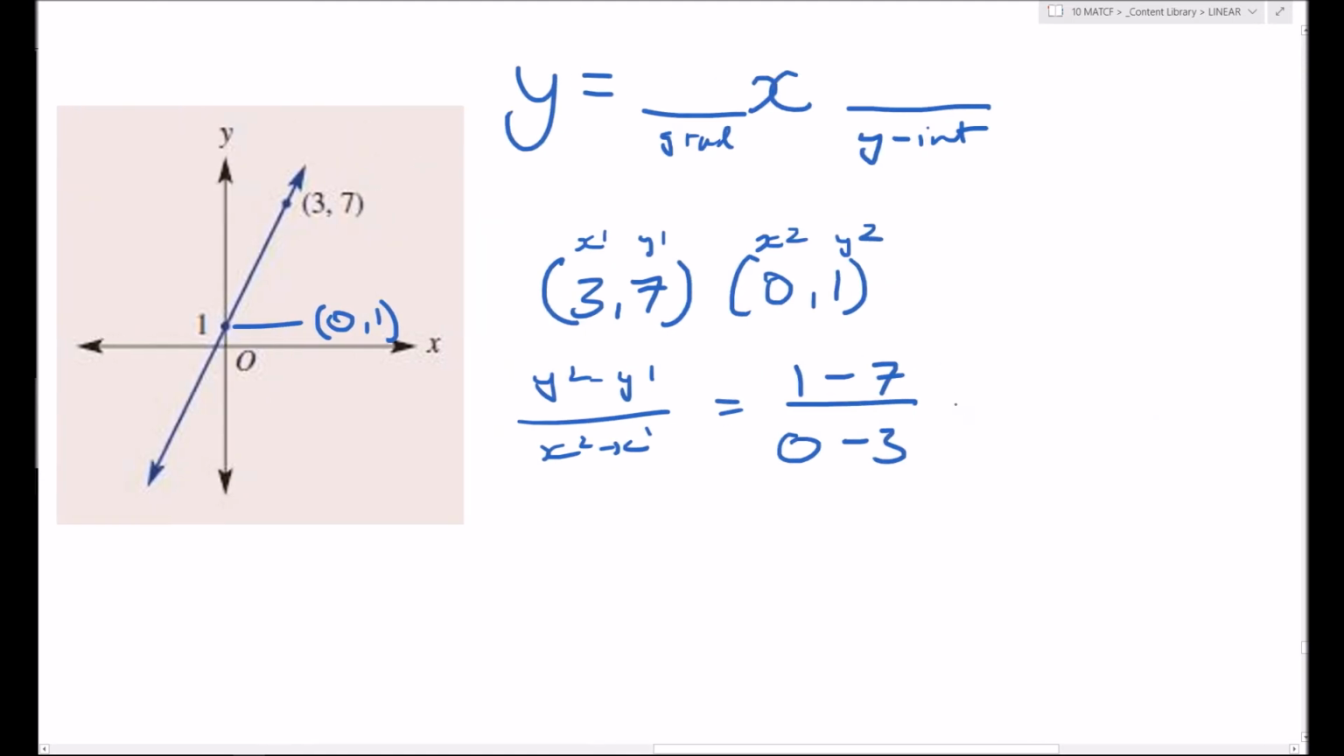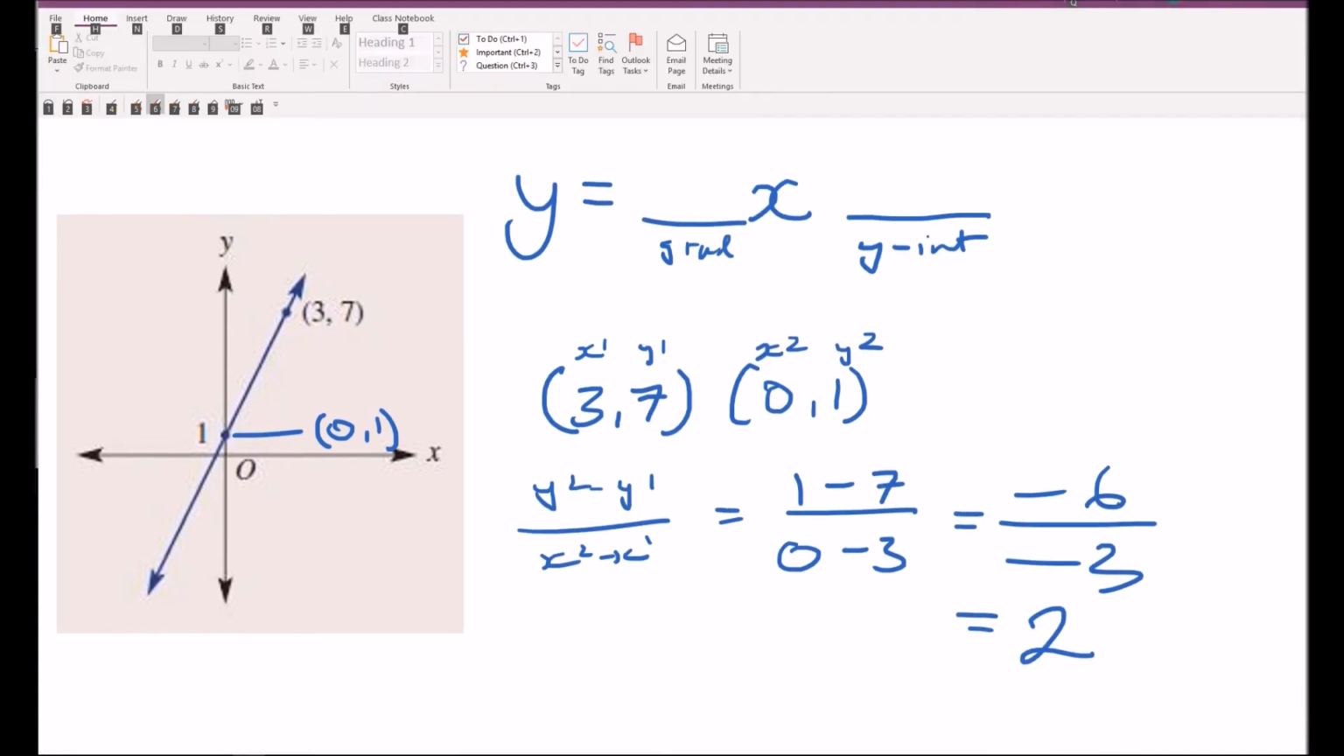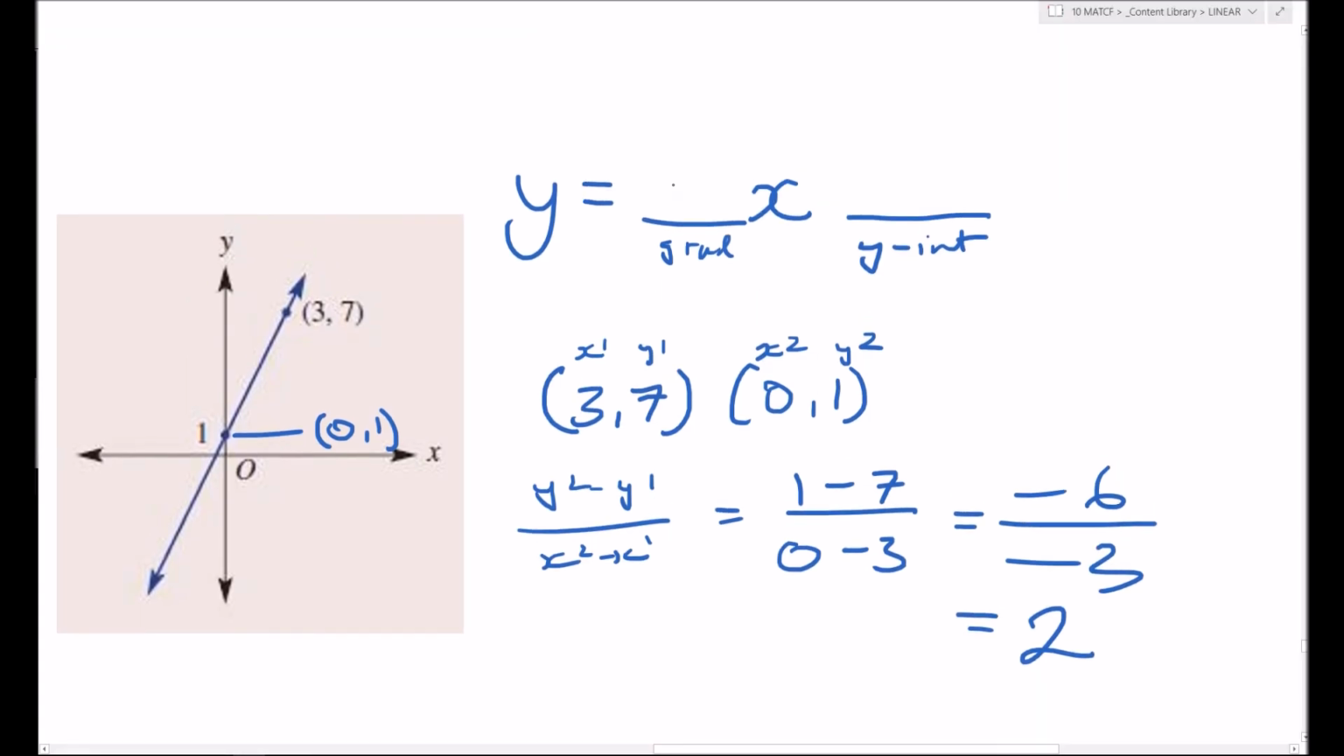So that means your answer is 1 minus 7 is negative 6. 0 minus 3 is negative 3, which means that simplifying that will give you a gradient of 2. So your gradient is 2. And then your y-intercept, just looking at your graph, I can see that it's at positive 1. Right there, so your y-intercept is positive 1.